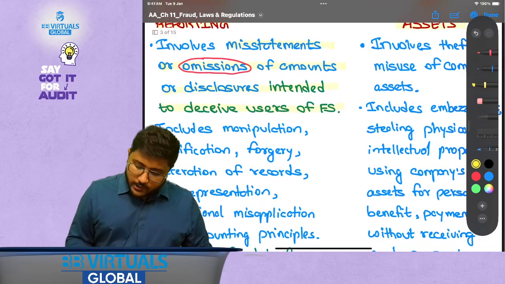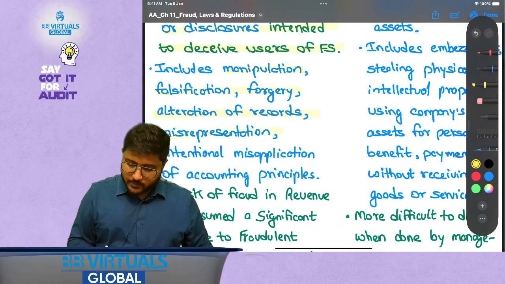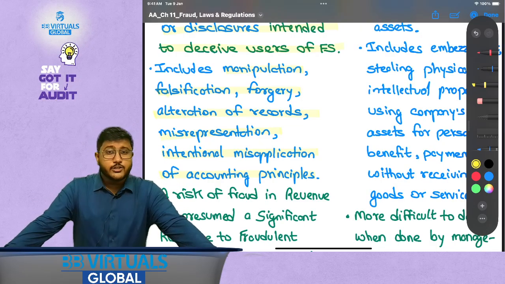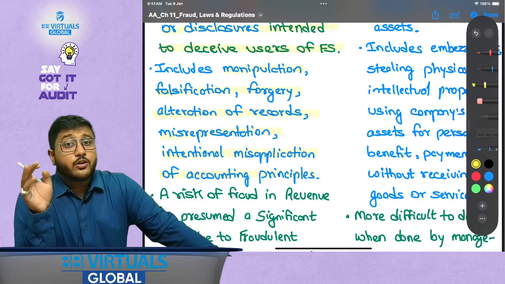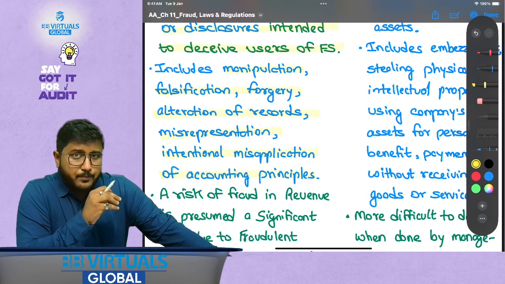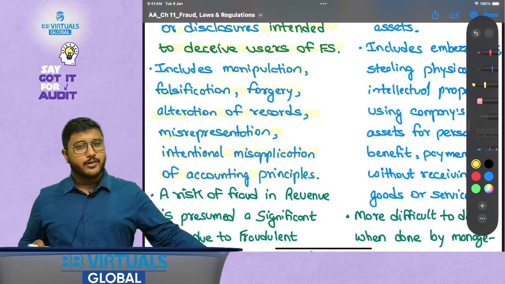Okay. Now it includes manipulation, falsification, forgery, alteration of records, misrepresentation, and intentional misapplication of accounting principles. That is, for example, if the requirement was to apply FIFO but you have intentionally applied LIFO even after knowing that this would not be appropriate for the entity, then also it would be covered as fraudulent financial reporting. That is, it would be covered as a fraud.